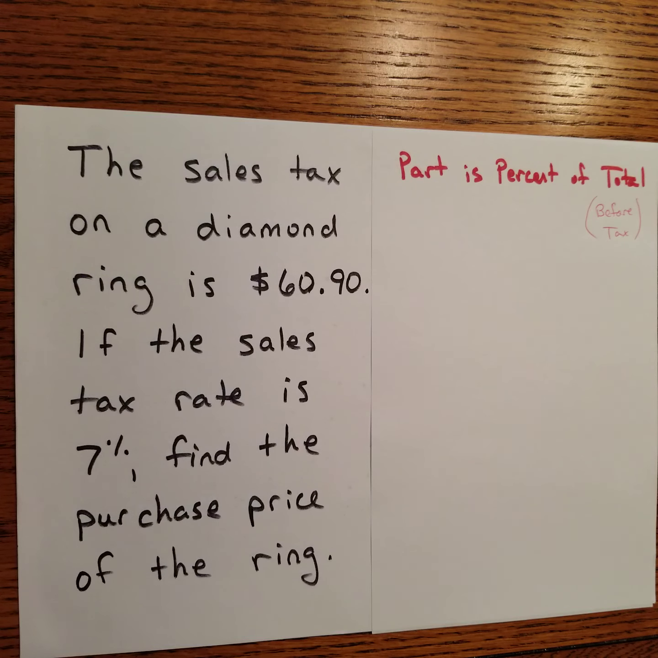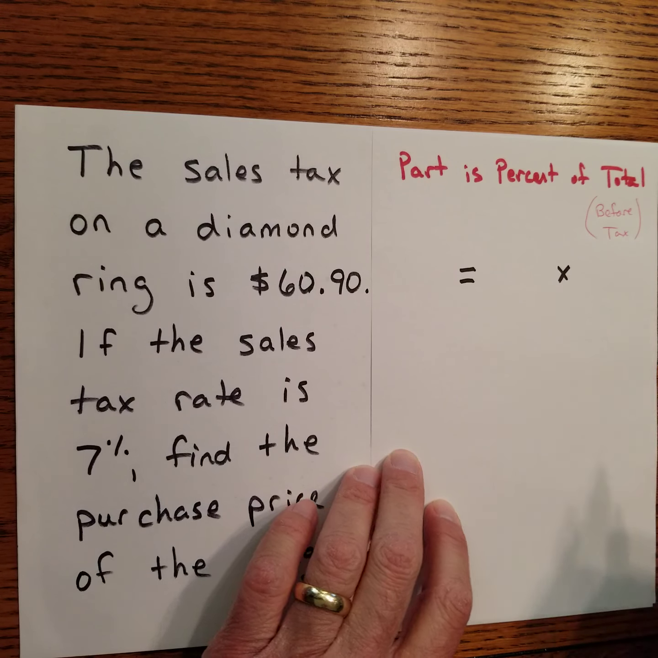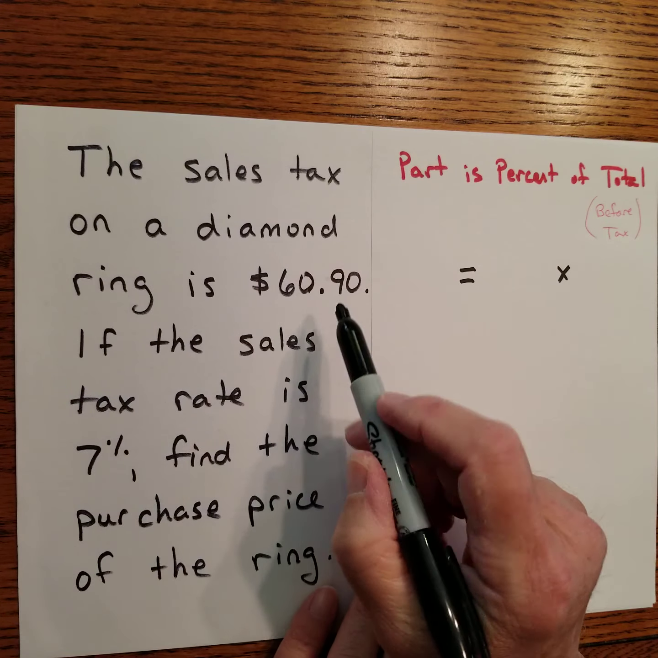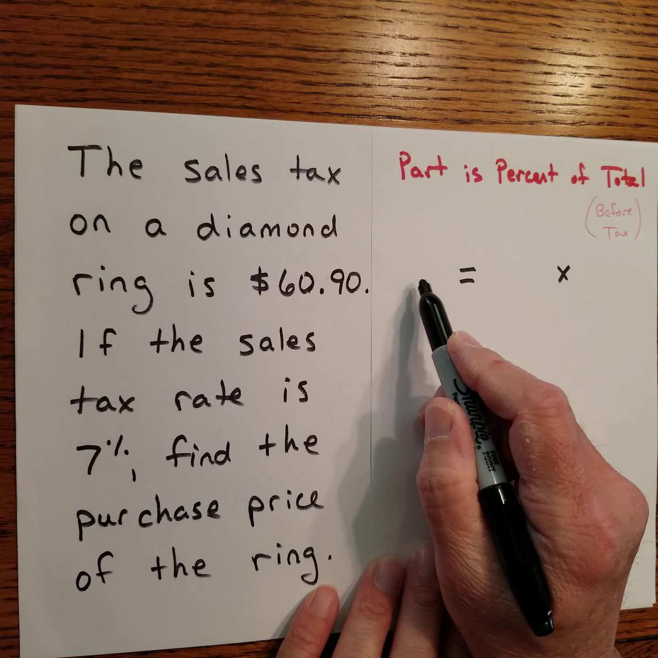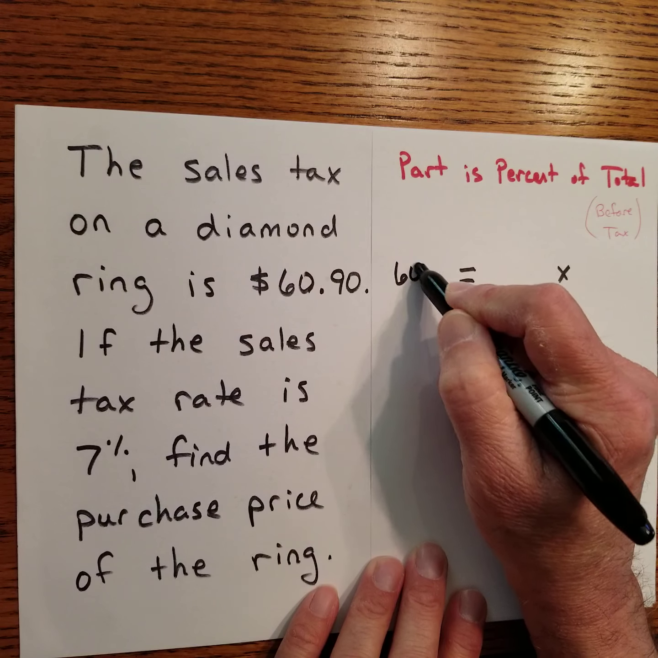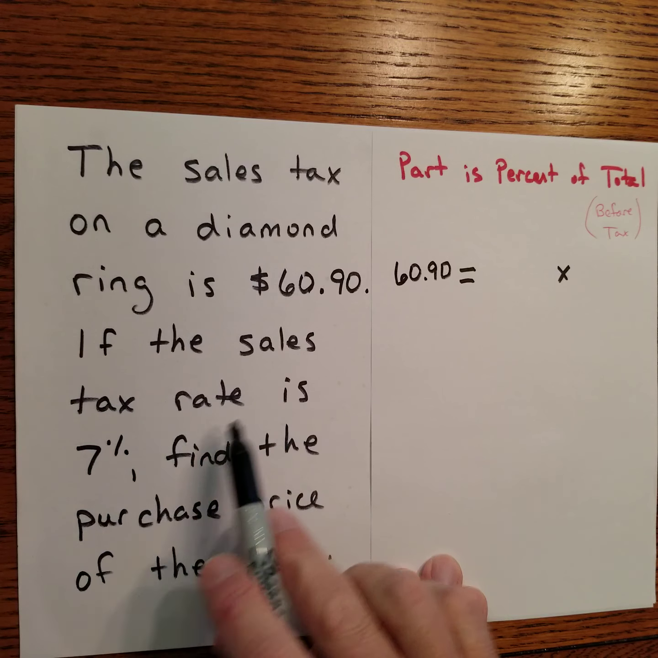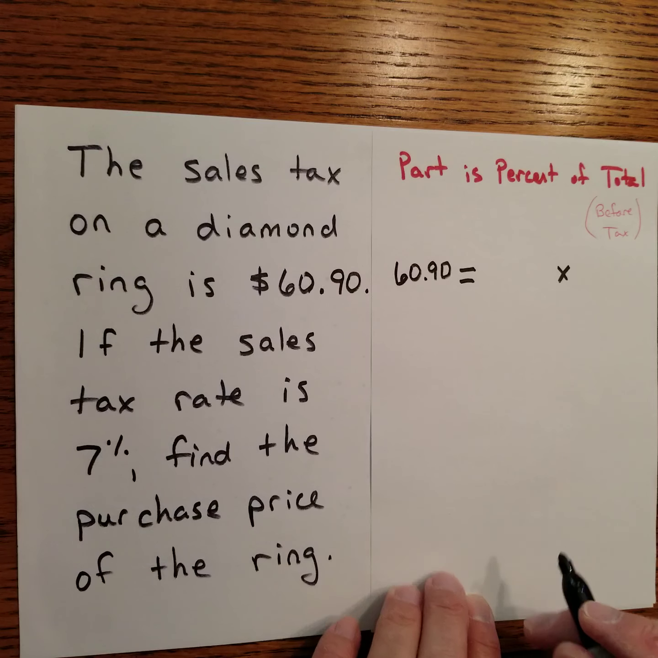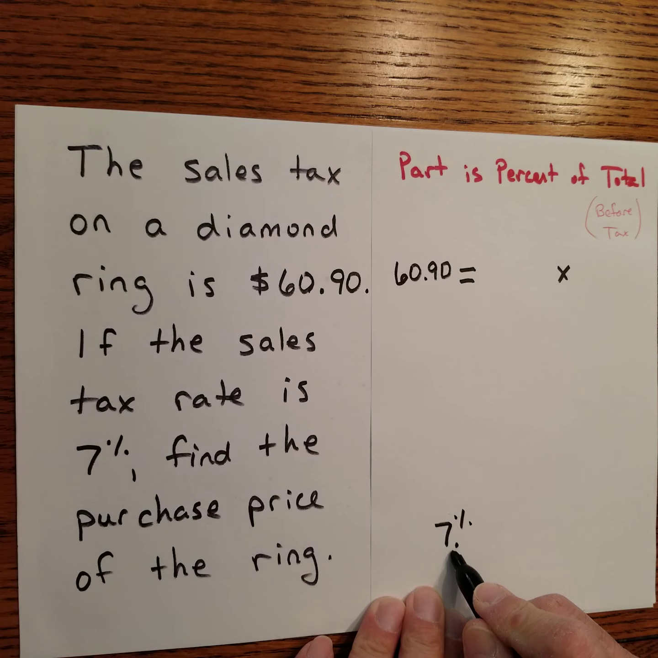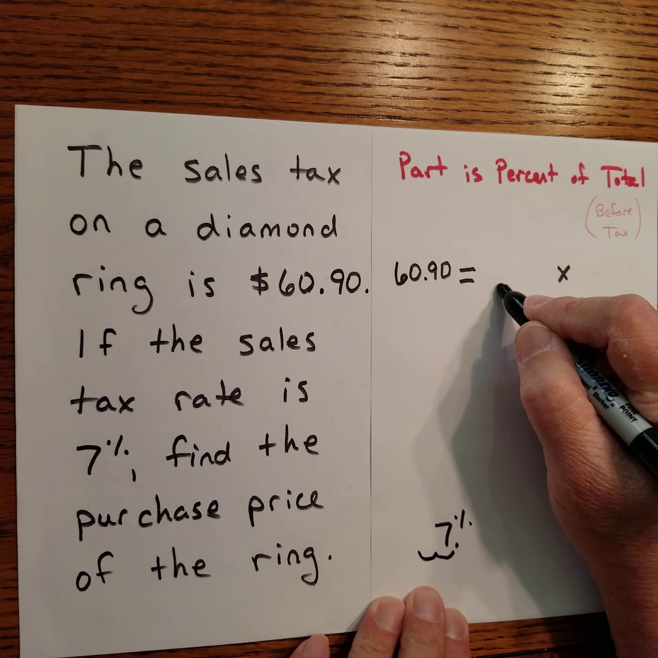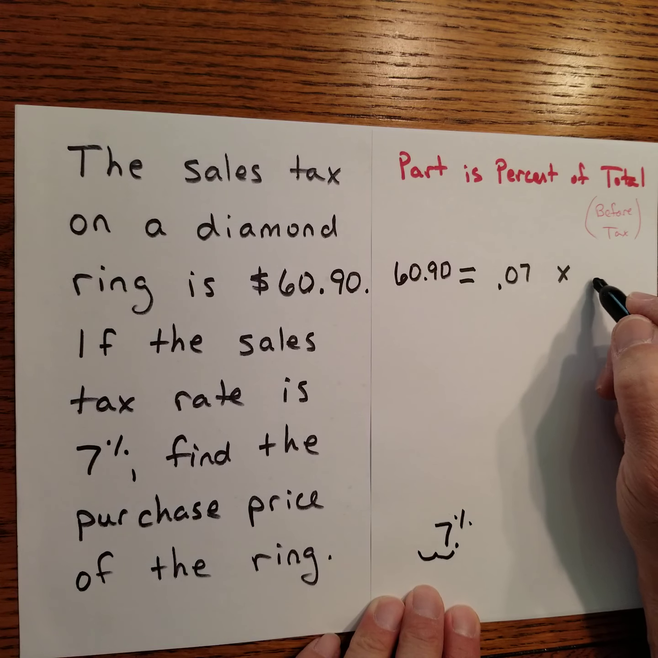Let's try it. Is equals, of is times. The $60.90, that's not the total cost of the ring. That's the sales tax, which is a part of the cost of the ring. The sales tax rate is 7%. Now, I know that I should put 7% into my formula as 0.07. Find the purchase price of the ring.